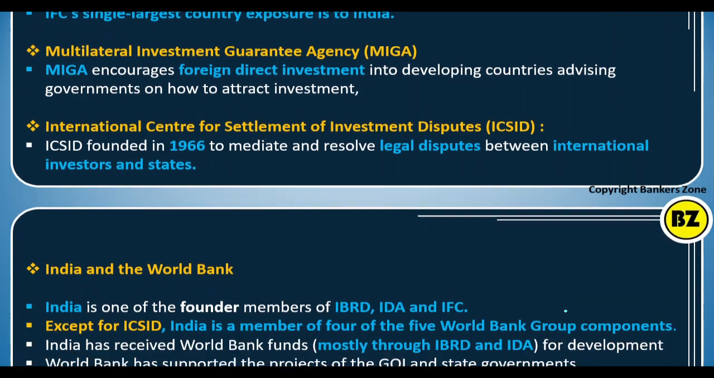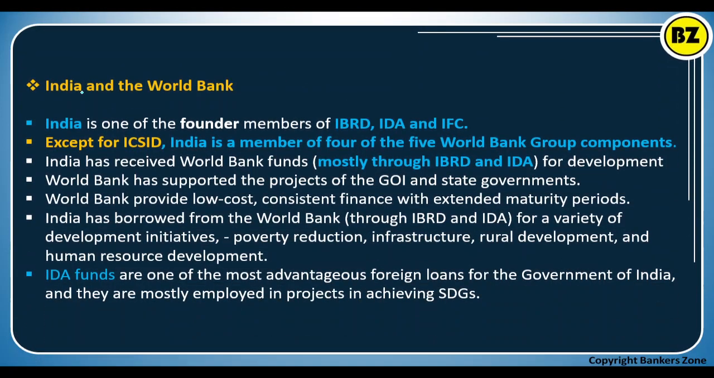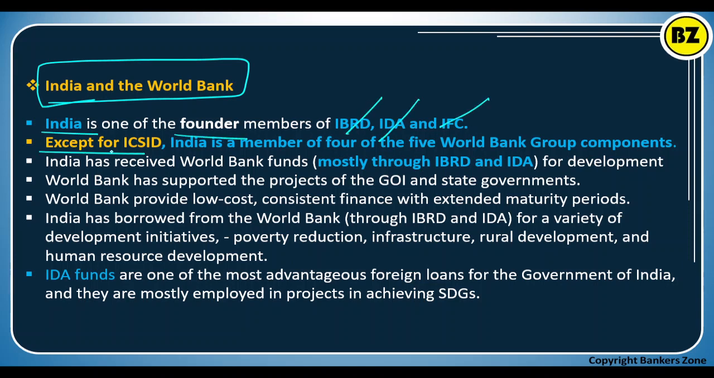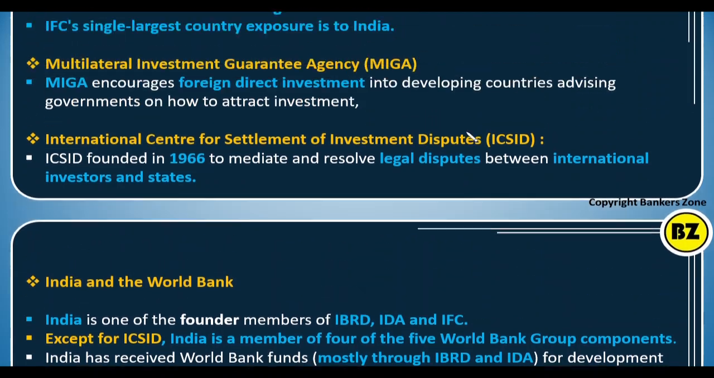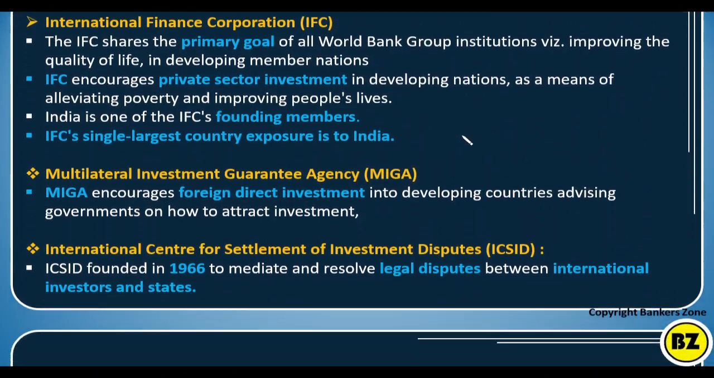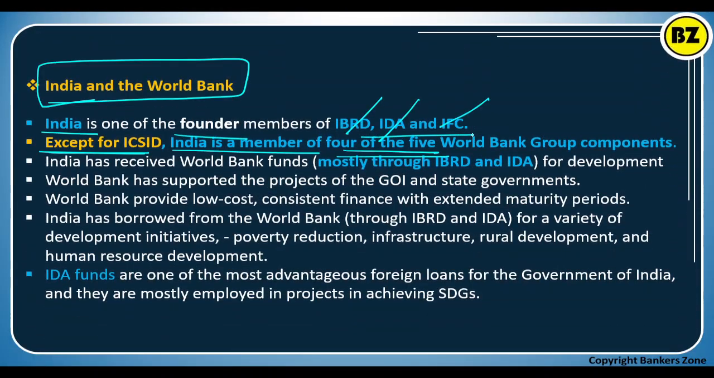Now see, India and the World Bank. How is our relation with the World Bank? India is a founder member of IBRD, IDA and IFC. Except for ICSID, India is a member of 4 organizations, including MIGA. So India is a member of these 3 founding ones plus MIGA, and India is not a member of ICSID.